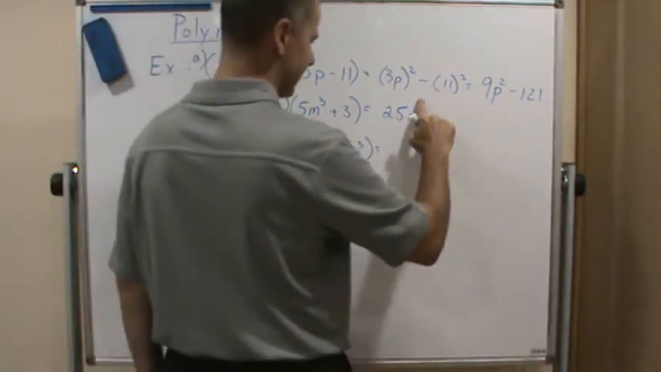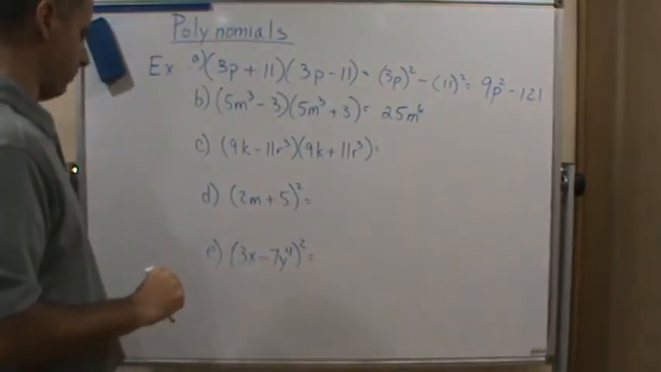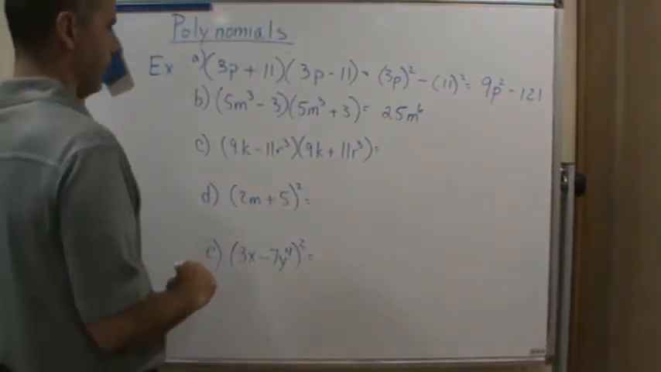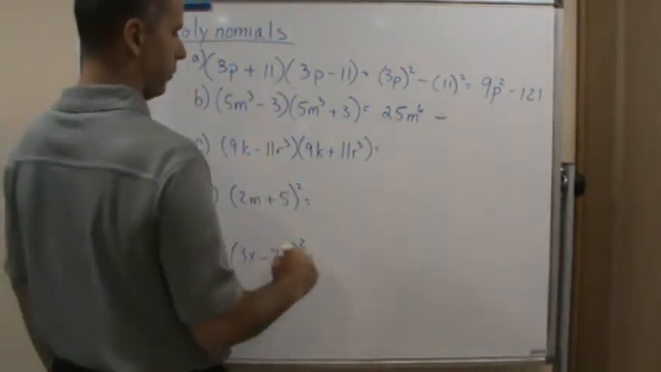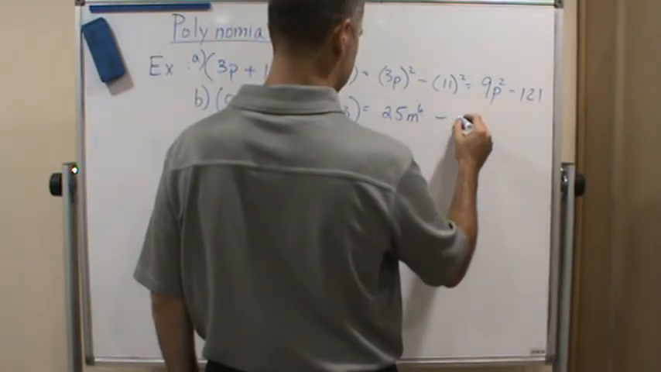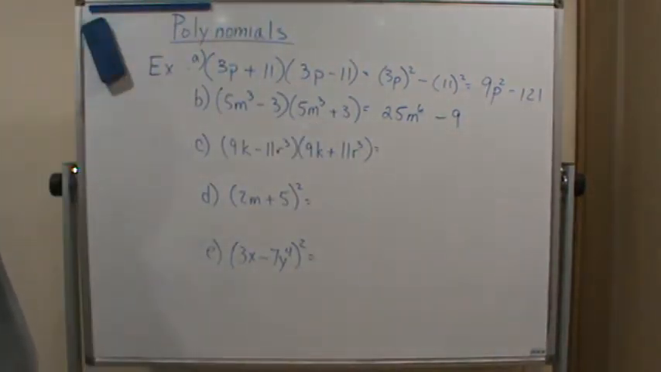Or m to the 6th. I didn't mean squared, m to the 6th. Oops. Okay. Minus 3 squared, which is 9. That's it.